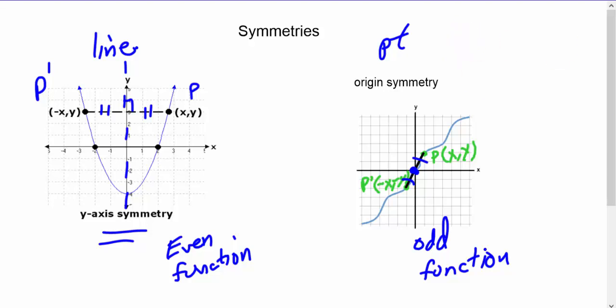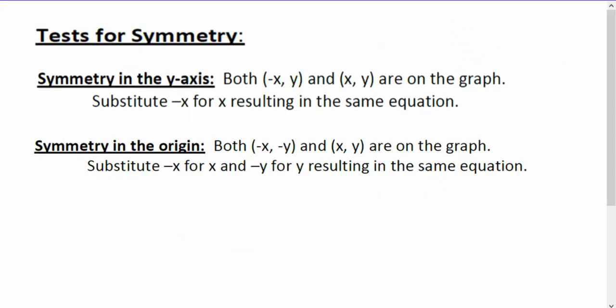If I can find my cursor, which I can't do right now. There we go. All right. So tests for symmetry, and I just kind of outlined them without really stating it in a sentence. So here I am now. In this case, both the opposite of x and y and x and y are on the graph. And to prove it, we substitute a negative x, sorry, I should have put that in parentheses, for x, and we get the same resulting equation, where we have a symmetry of the origin case. Both the negative x, y and the x, y are on the graph, and we substitute a negative x for the x and a negative y for the y, and you get the same resulting equation.